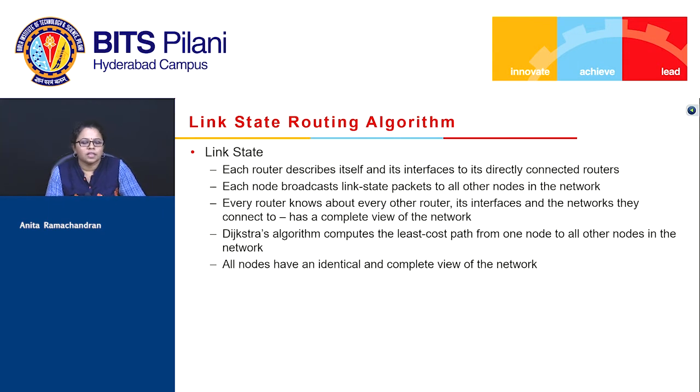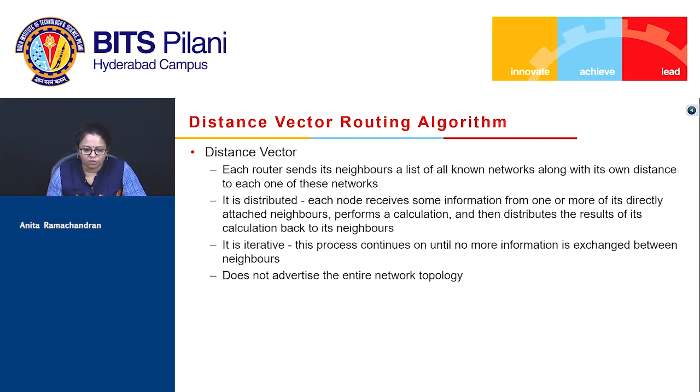Now, if we take a look at link state routing algorithms, just to recap what the characteristics are: in a link state routing algorithm, each router describes itself and its interfaces to its directly connected routers, and each node broadcasts its link state packets to all the other nodes in the network. So this leads to the condition where every router knows every other router in the network, its interfaces and the networks they connect to. So every router has a complete view of the network. The algorithm that computes the least cost path in a link state algorithm is Dijkstra's algorithm. And because every node shares all information, all nodes in the network have an identical and complete view of the network.